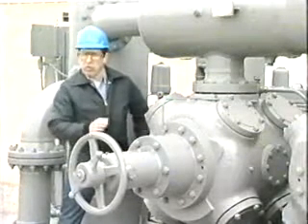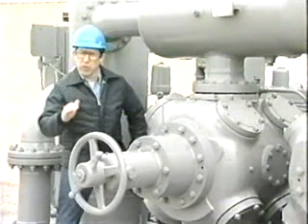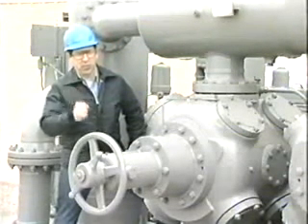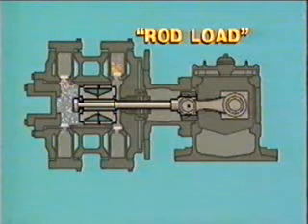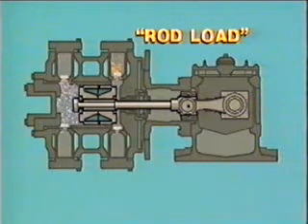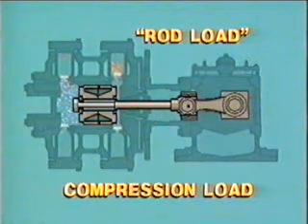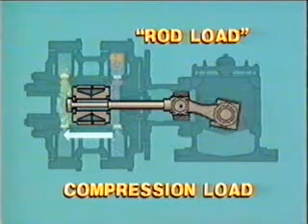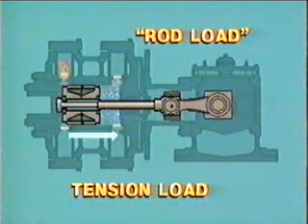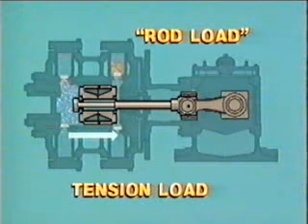Rod load refers to the structural limit of the compressor package. This is the maximum continuous operating force the compressor can safely withstand. Rod load is a force exerted on the piston rod and bearings during the compression cycle. Pistons have two rod load factors, compression load and tension load. Compression load is the load on the piston rod as it moves toward the head of the cylinder. Tension load is the load on the piston rod as it moves toward the crank end of the cylinder.